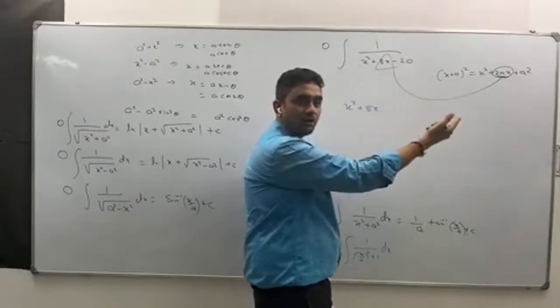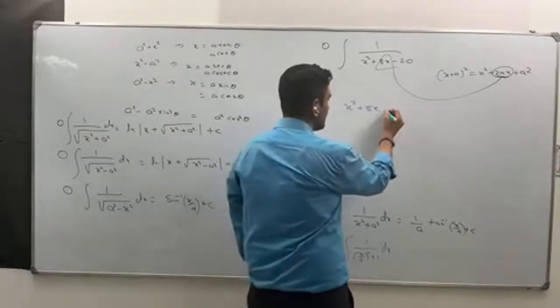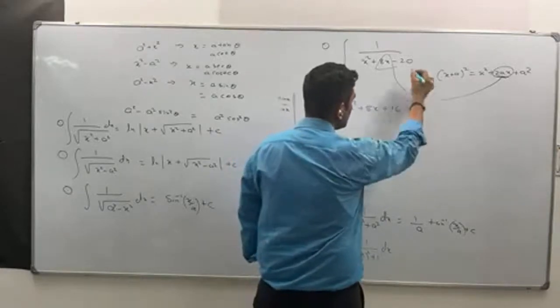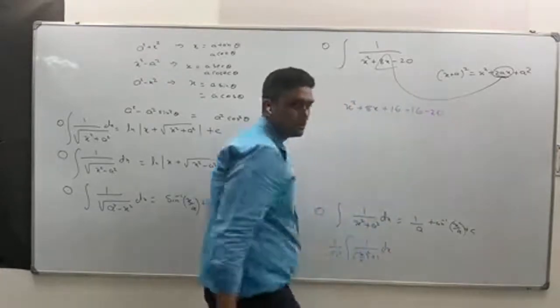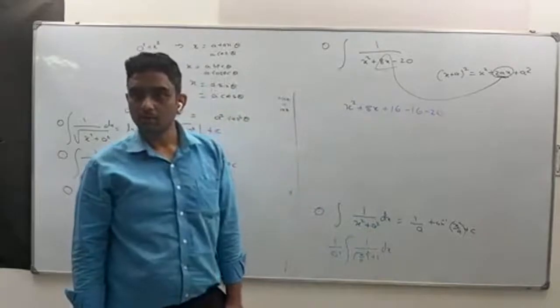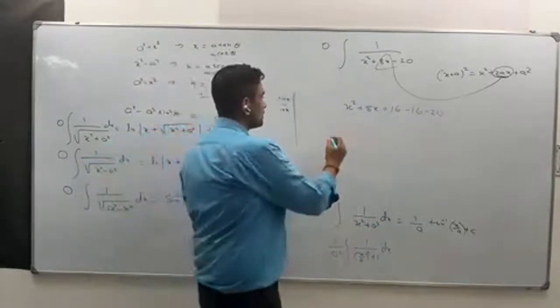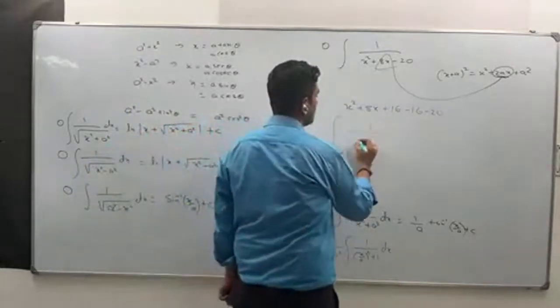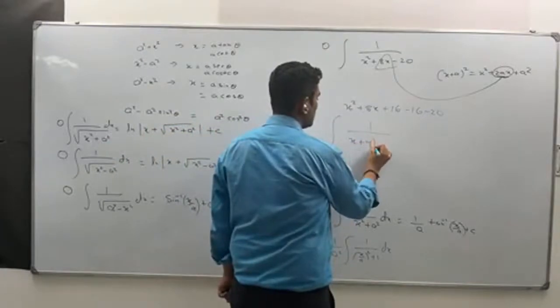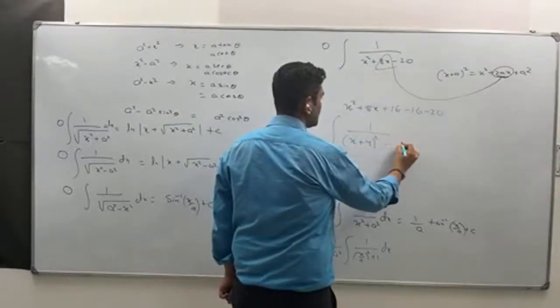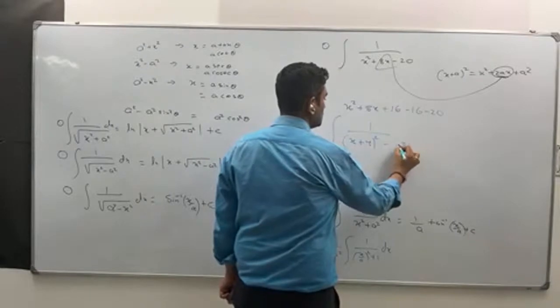So what will be the square of a? 16. So add a 16, subtract a 16. Minus 20 is already there, right? So what will happen? You will get the integral of 1 upon (x plus 4) whole square minus root 36 whole square.